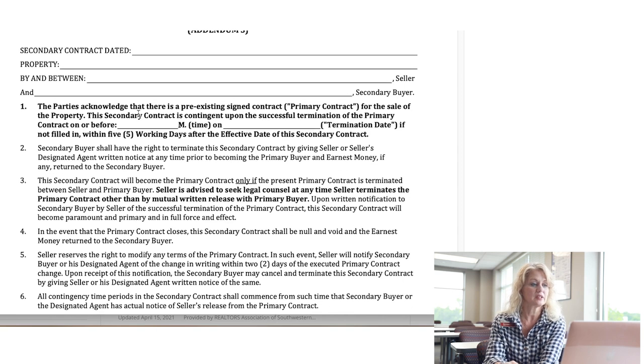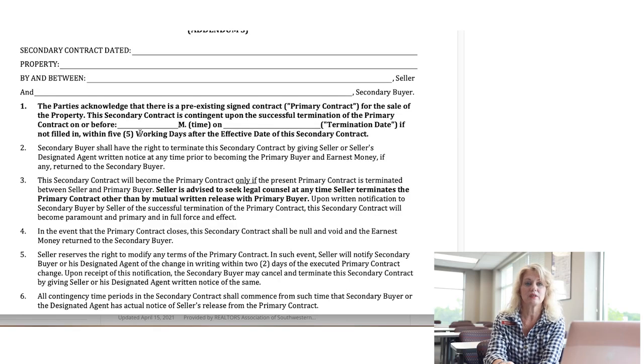The parties acknowledge that there is a pre-existing signed primary contract for the sale of this property. This secondary contract is contingent upon the successful termination of the primary contract on or before whatever time, AM, PM, on whatever date, if not filled in within 5 working days after the effective date of the secondary contract. Remember, the effective date is the date all parties come into agreement. 5 days isn't very much time, but this would terminate if this is not filled in, or if it's X's or dashes or N/A's.